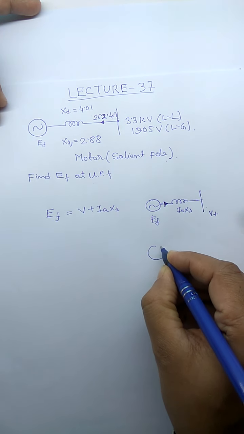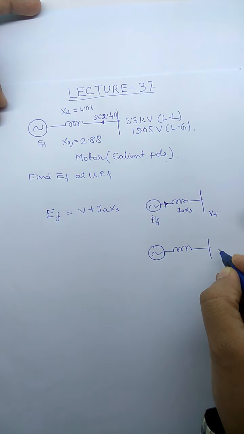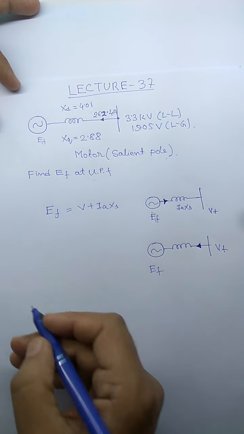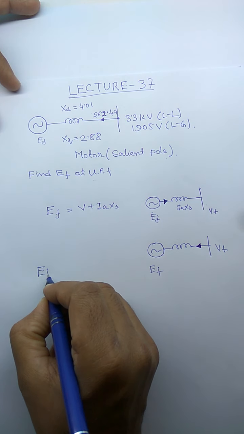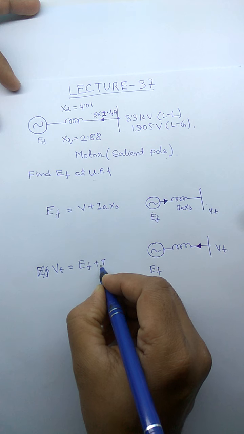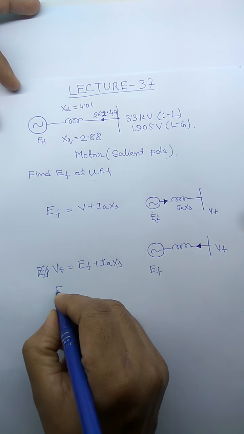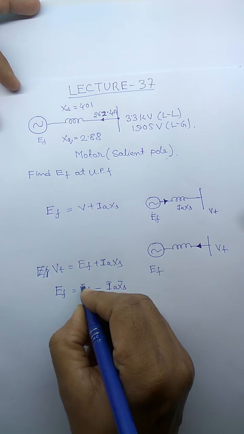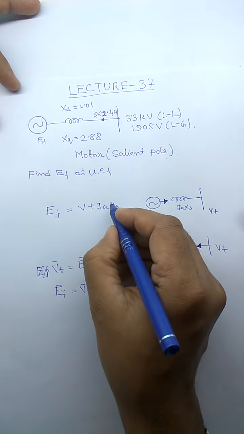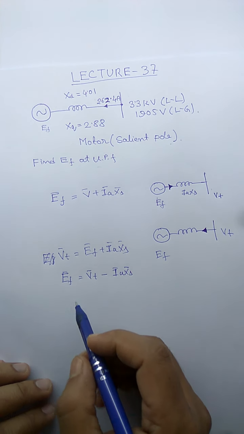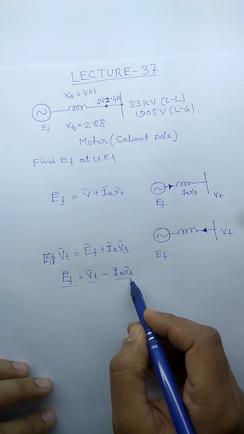What happens in case of a motor? In a motor, the power flows from the grid to the machine, so we give an arrow in this direction. Now, since the arrow is like this, if we write KVL here, V of t will be equal to E of f plus IA XS. If you have to write an expression for EF, EF will be equal to V minus IA XS. These are all vectors. This is one way of explaining this. There are different ways of doing this, but in this lecture series we have taken this convention. So for a motor we will write EF is equal to VT minus IA XS.